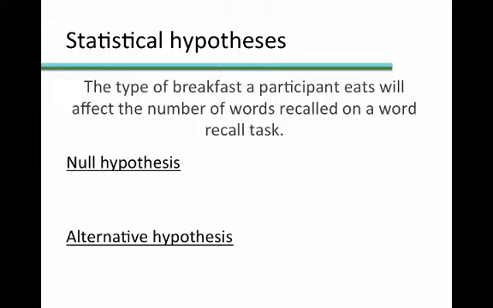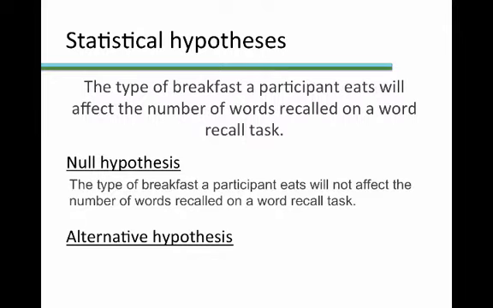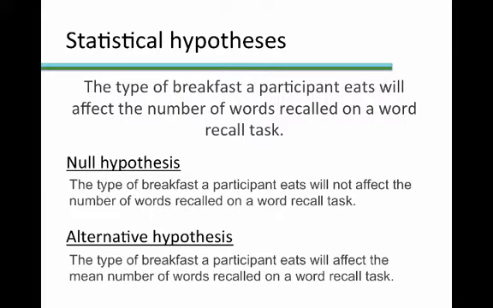Let's take our second research hypothesis and translate it into two statistical hypotheses. We'll use the version that involved the three different types of breakfast. The type of breakfast a participant eats will affect the number of words recalled on a word recall task. The null hypothesis is going to be the type of breakfast a participant eats will not affect the number of words recalled on a word recall task. The alternative hypothesis will therefore be the type of breakfast a participant eats will affect the mean number of words recalled on a word recall task. Let's now do this with our last research hypothesis.